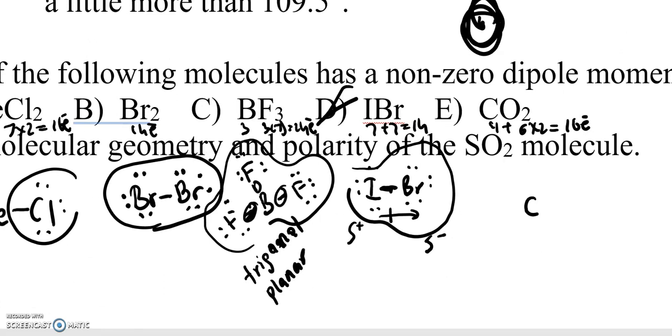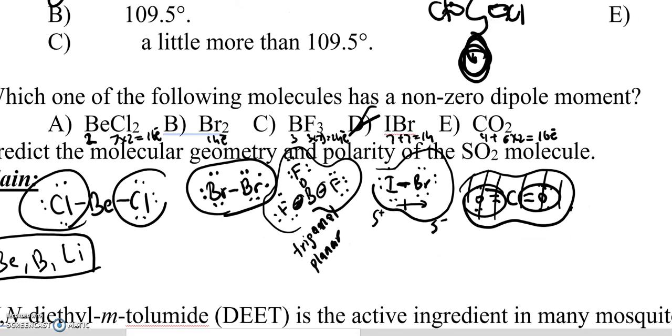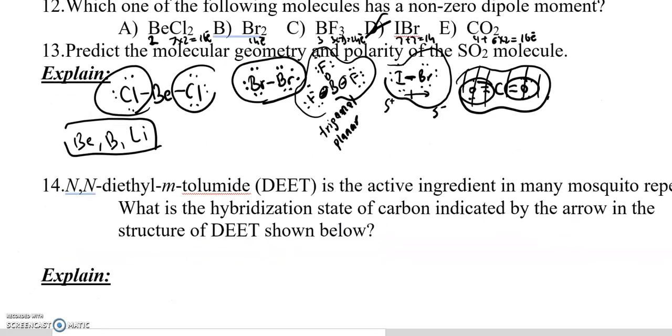Why not E? Carbon, you're going to have this Lewis structure. It's going to be one side on the carbon, another side of the carbon, we have both oxygens. So it's going to be a symmetric cloud like this, right? So there will be no negative side and positive side of the molecule. So this is question number 13.